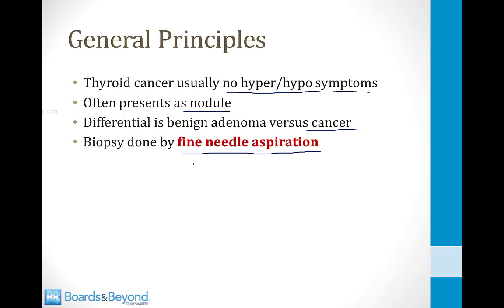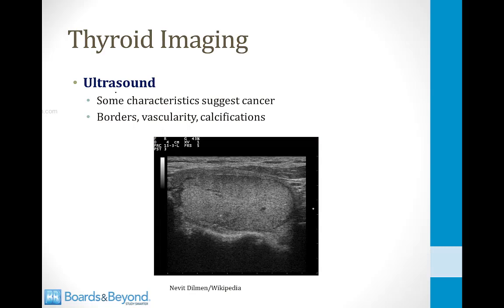But of course, a fine needle aspiration is invasive, so there are a number of non-invasive tests of the thyroid that are often used to work up adenomas. One of the ones you will most commonly see used is a thyroid ultrasound. There are certain characteristics of nodules by ultrasound that can suggest cancer. You can look at the borders of a nodule, the vascularity, or the presence or absence of calcification, and all of these things can help you determine whether a nodule may be cancerous.